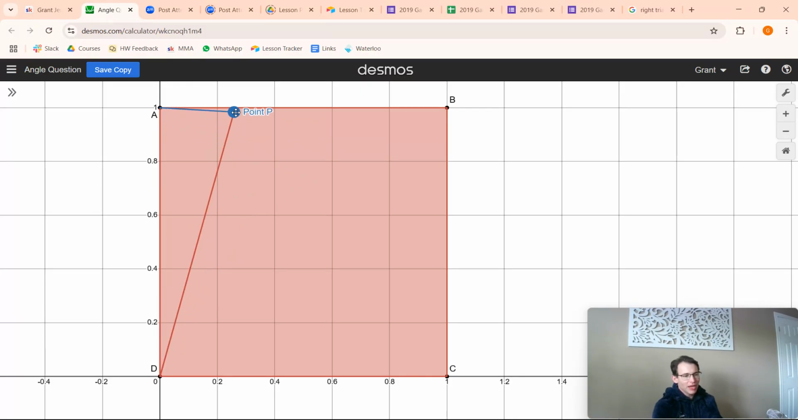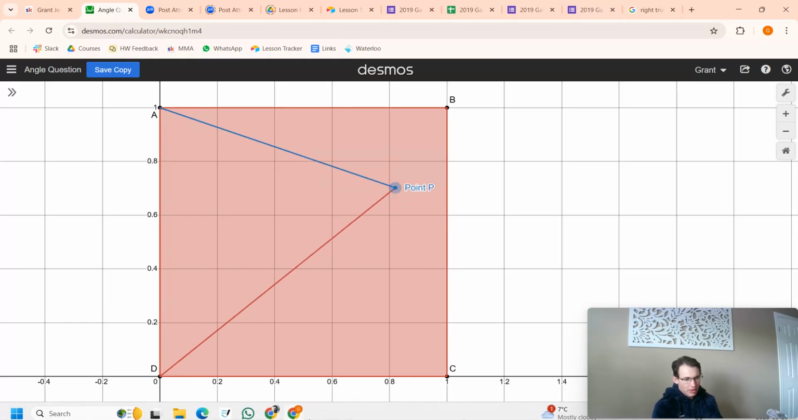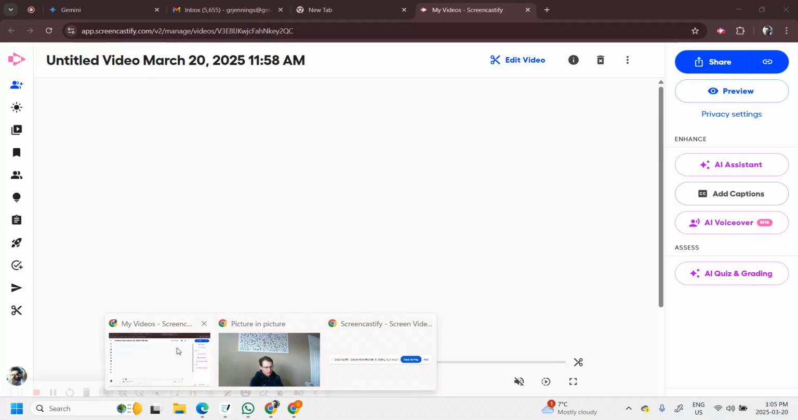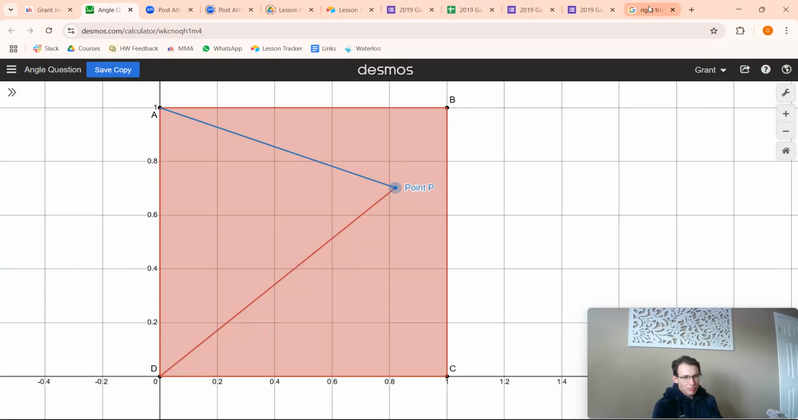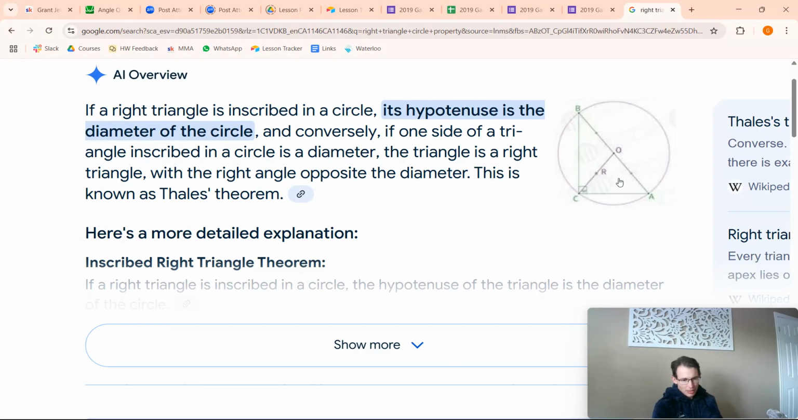Oh, wait, if I put it up there, it's acute. It's acute up there, but then it becomes obtuse in here. Where is the borderline? Well, the borderline happens to be right in between the acute and obtuse areas, and we need this circle property.